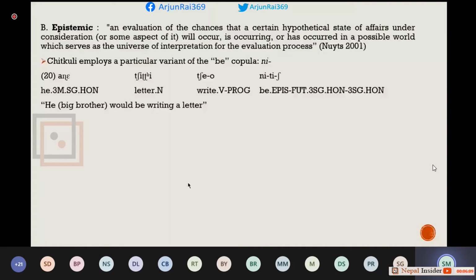For example, the context to the sentence was that the person is asking the sister, what do you think your brother will be doing at this point? And she thinks and replies that he may be writing a letter. So for that, the use of me is quite relevant here. The speaker said, "Ane chitti che nitish." Here, the sentence that is given would be future, and sure is the honorific subject agreement, and ni is representing the epistemic significance, also the B copula in the language. So that's the one out here.